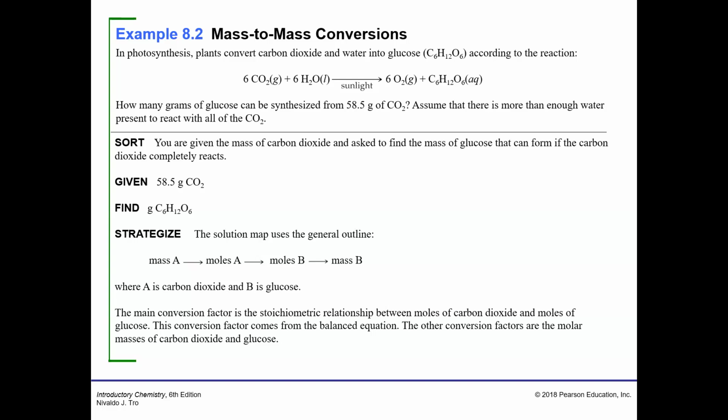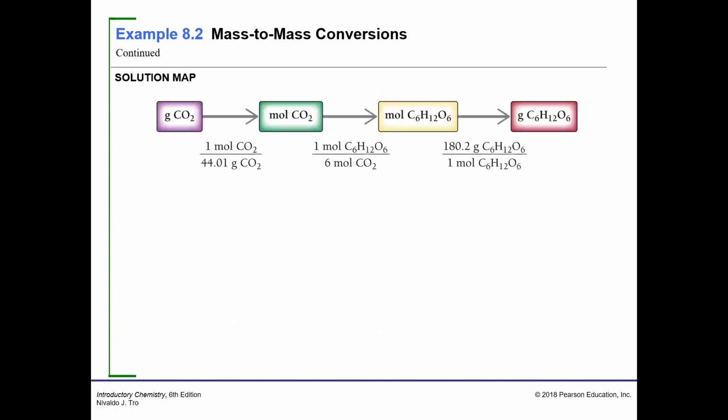The main conversion factor is the stoichiometric relationship between the moles of carbon dioxide and the moles of glucose. The conversion factor comes from the balanced equation that we have up there. The other conversion factors are the molar masses of carbon dioxide and glucose. So now this is the strategy. 1 mole of carbon dioxide is 44.01 grams of carbon dioxide.